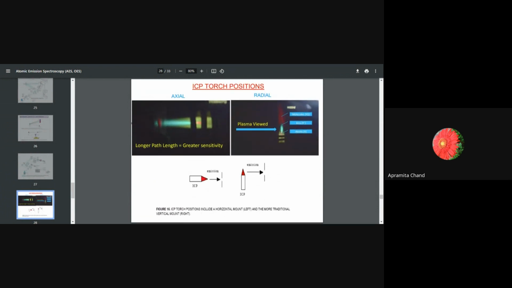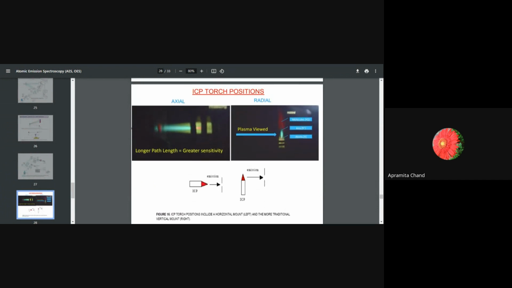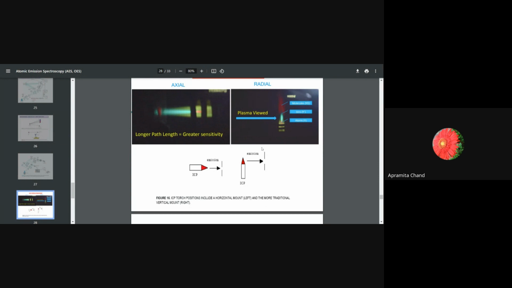And ICP torch positions, this one you can write. If you have a longer path length, there is greater sensitivity. That is why ICP torch positions are usually axial rather than radial. Instead of these photographs, you can take the schematic diagrams and write this particular thing, the axial position.